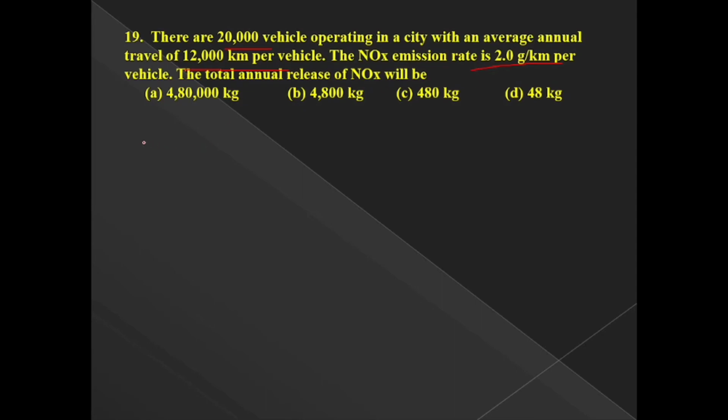So total distance covered is equal to 20,000 into 12,000, that is 20 into 12 into 10 to the power 6. That is equal to 24 into 10 to the power 7 kilometers. That is our total kilometers.